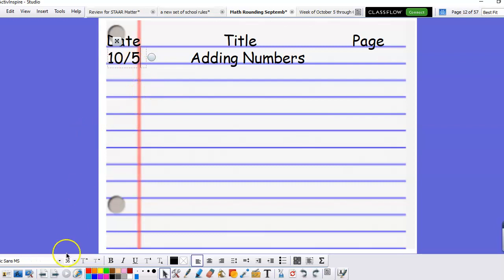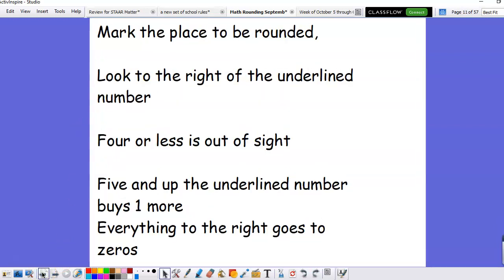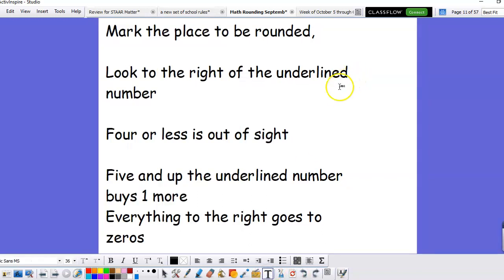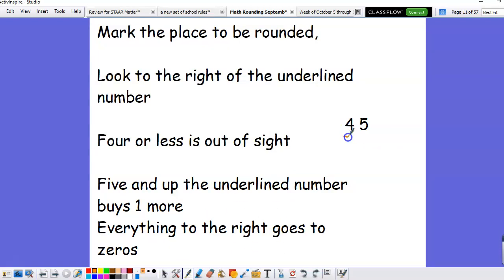But before we do this, real quick, I wanted to review what we talked about the past week, rounding numbers. The first thing is you mark the place value to be rounded. What that means is we type in a number. Let's just do an easy one, 45. The number that's going to be rounded, I always underline. That's the number that's going to be changed. It's either going to stay the same or it's going to be added one more. So this is either going to be a 40 or a 50.